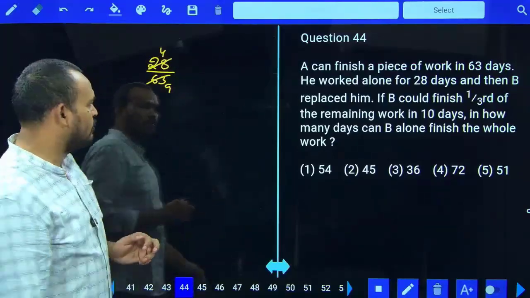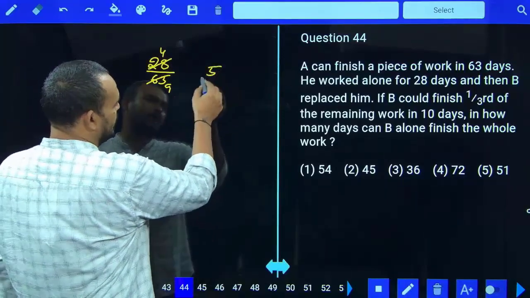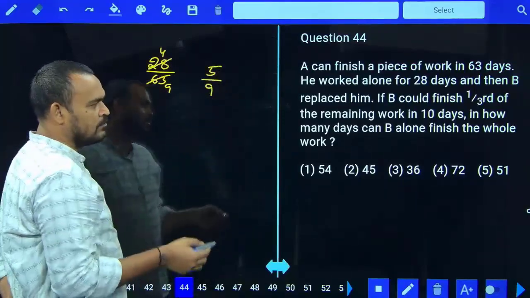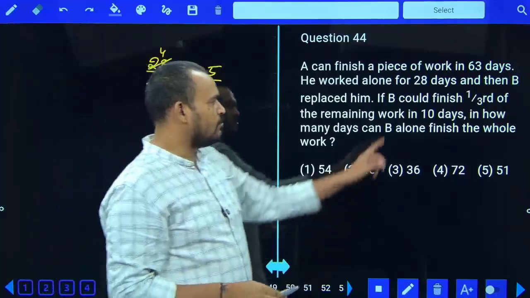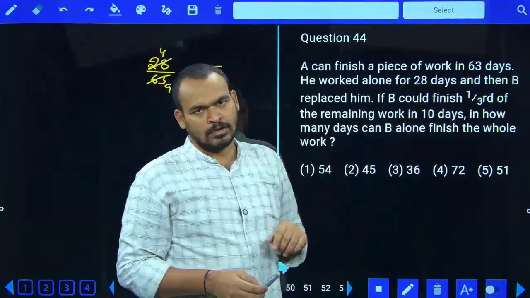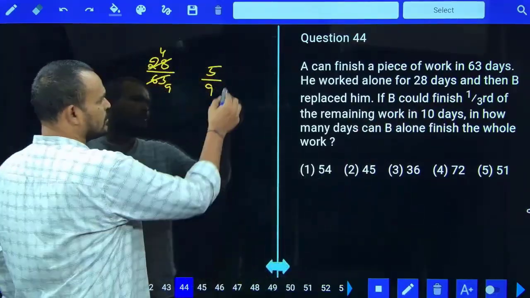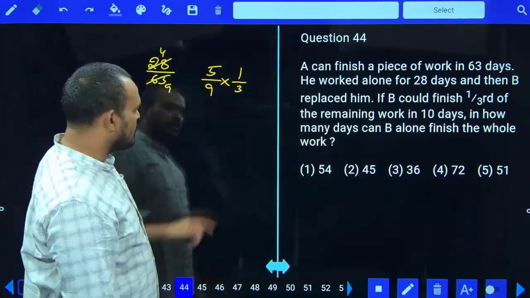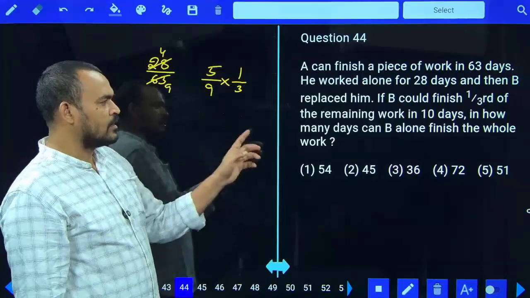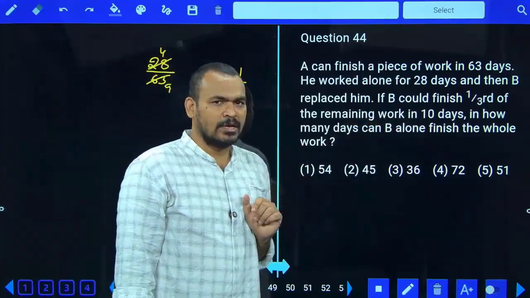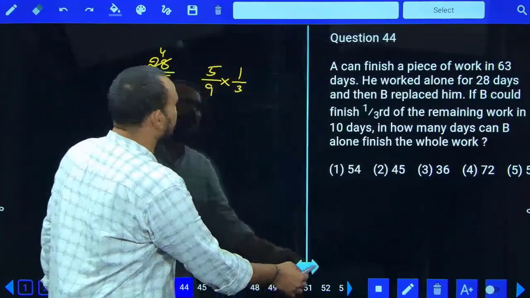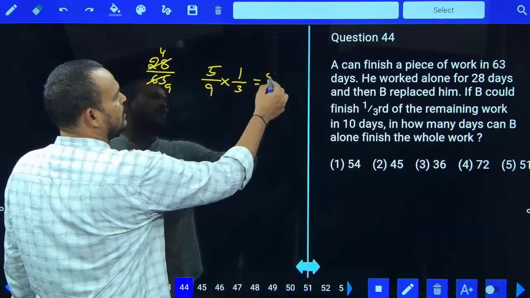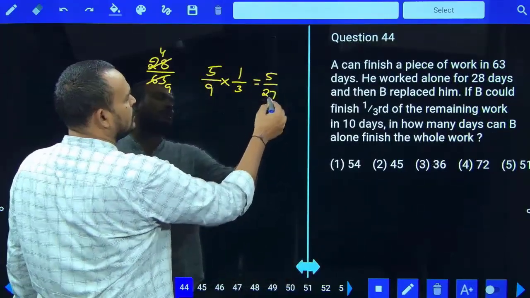What is the remaining work? 5 parts. Out of 9 parts, the remaining work is 5 parts. In that remaining work, B could finish 1/3 work. Means out of the 5 by 9, B can complete 1/3 of it. That 1/3 of 5 by 9 work is completed by B. How much time is taken? 10 days. What is 1/3 of 5 by 9? It is 5 by 27.